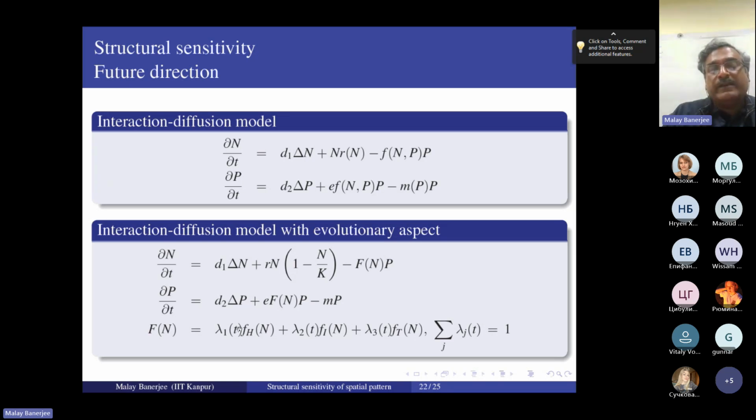And one can try to find out some way out that how we can keep on changing these parameters with respect to time, such that their sum will be equal to 1 at every time point. And this is nothing but a convex combination of these three functions that actually constitute the indefinite functional response.